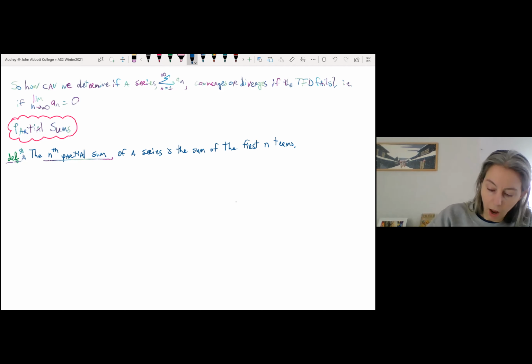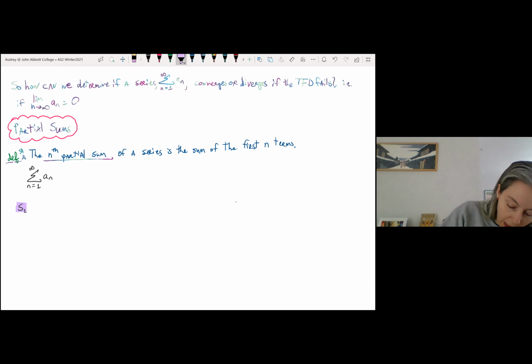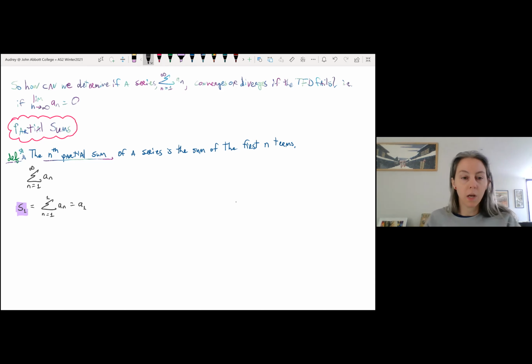So if we were to look at this in terms of an actual series, I could have, for example, the series sum n equals 1 to infinity of a sub n. Then s sub 1, so this is our notation that we use for partial sums, s sub 1 would be equal to the sum n equals 1 to 1 of a sub n, which means that we're just summing up the first term. So this right here is what's called the first partial sum.